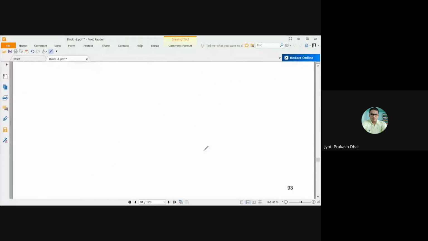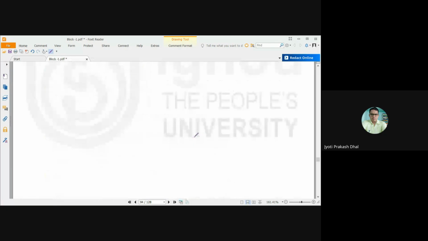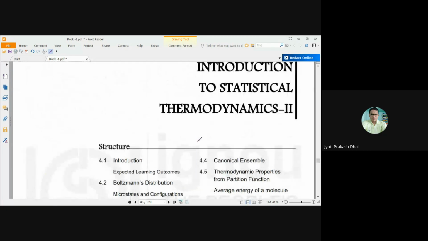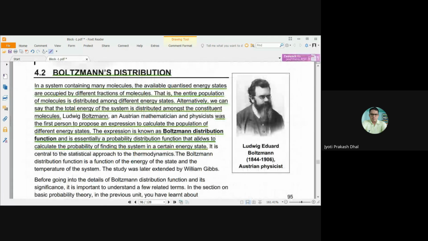So in the first part, we have only discussed permutation, combination, and the general probability theory that we have studied in our mathematics. After that, we will move to the statistical thermodynamics part. In the statistical thermodynamics part, the first topic is Boltzmann's distribution.